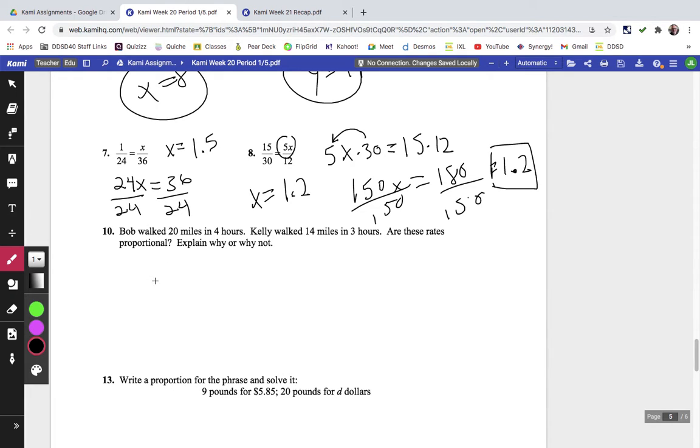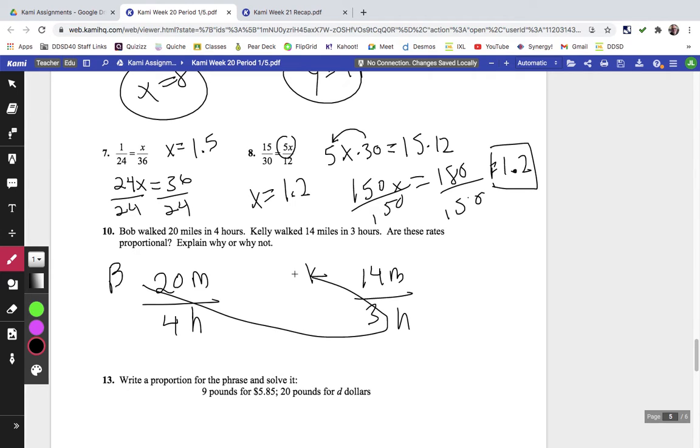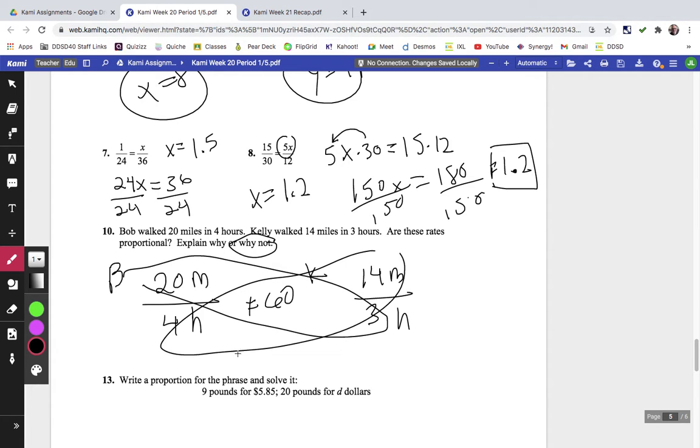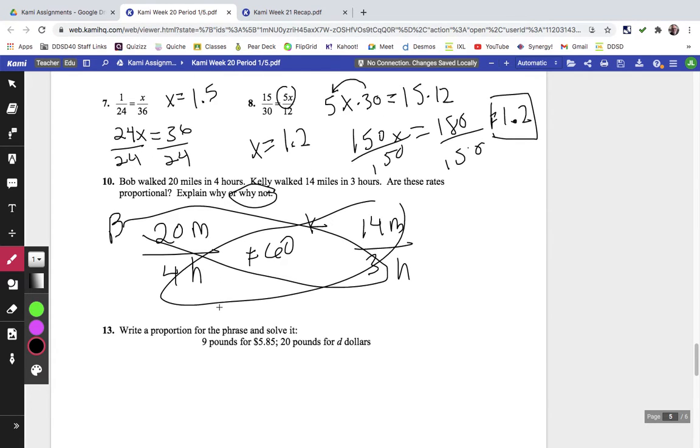Bob walks 20 miles in 4 hours. Kelly walks 14 miles in 3 hours. Are these proportional? No, because 3 times 20 is 60, and 4 times 14 is not equal to 60, so they are not proportional, because the cross products are not equal to each other.